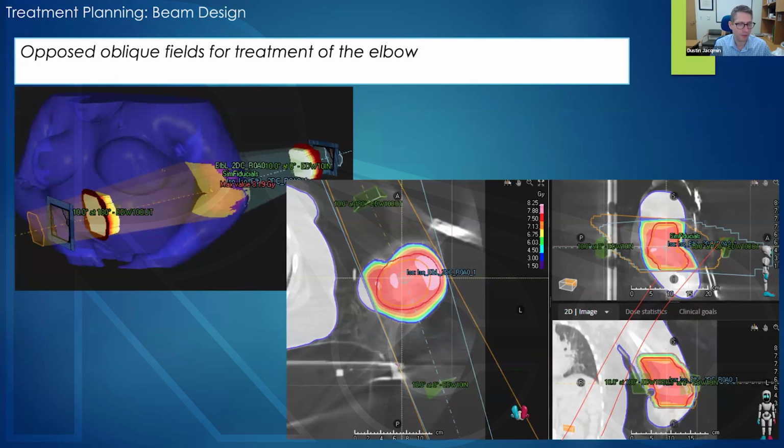Another example, this is not quite APPA, it's opposed obliques, so a little bit off APPA. But again, we're treating the elbow joint here and avoiding the body, so we're kind of running tangent to the body. But another simple field arrangement using two fields that produces a nice, relatively uniform dose distribution to the target volume.